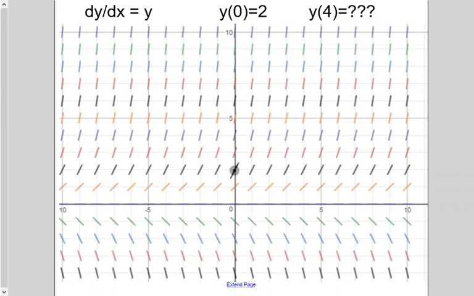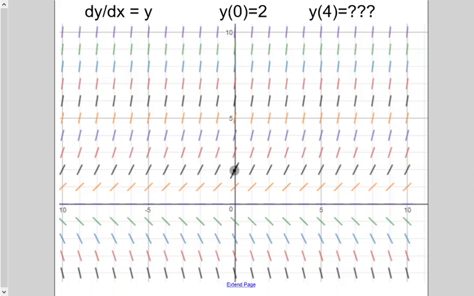Okay, guys. So, let's say that we have this slope field, or this differential equation right here, dy/dx equals y. That's what's on your paper right now at the very top, right? It says dy/dx equals y, and then it gives you an initial condition, y of 0 equals 2.